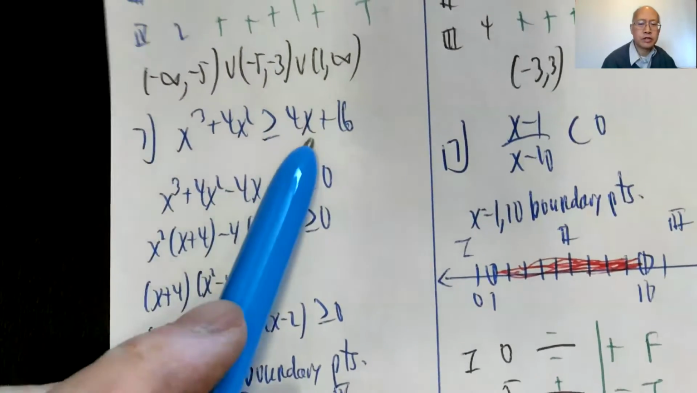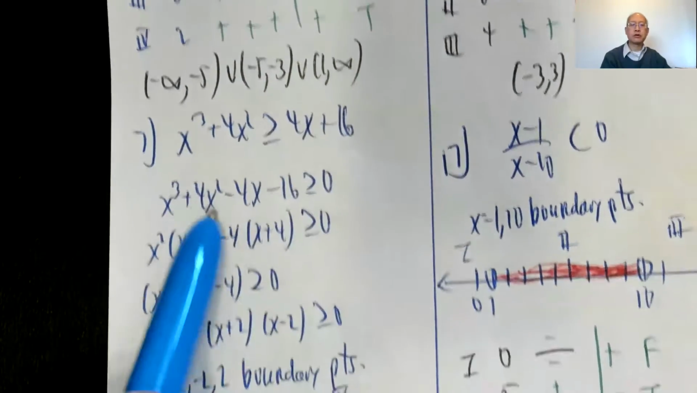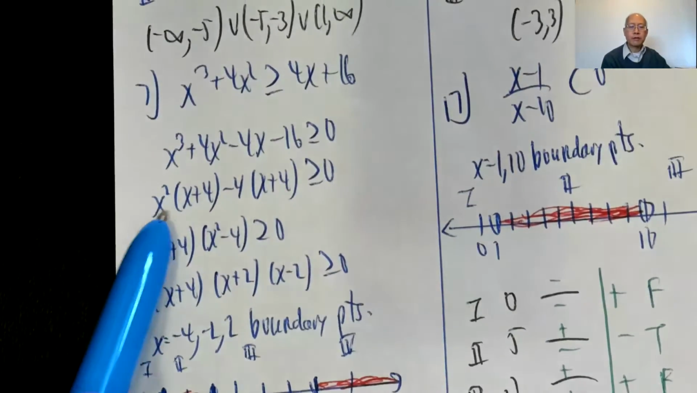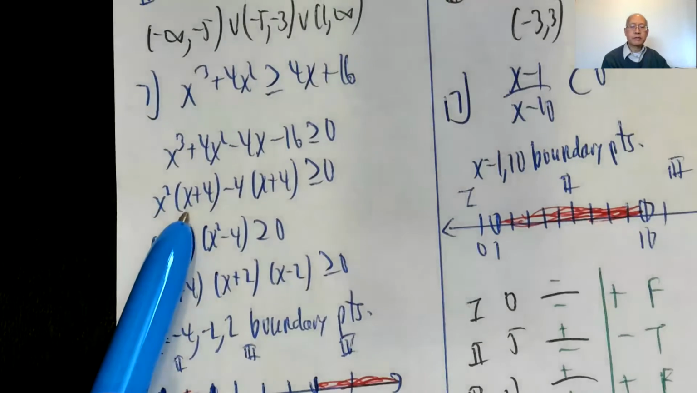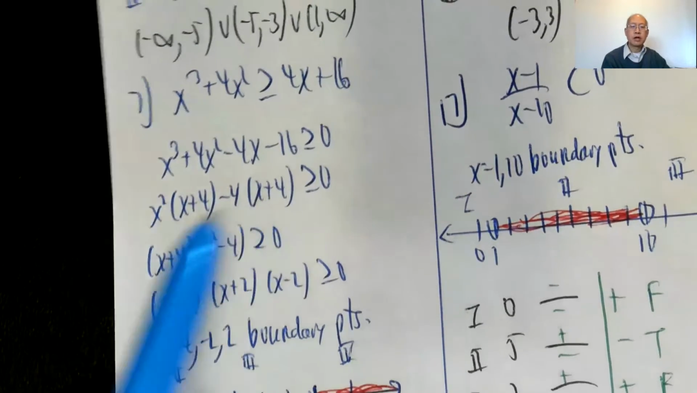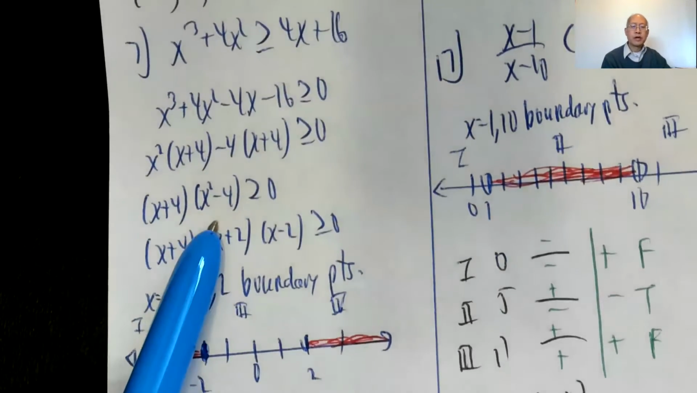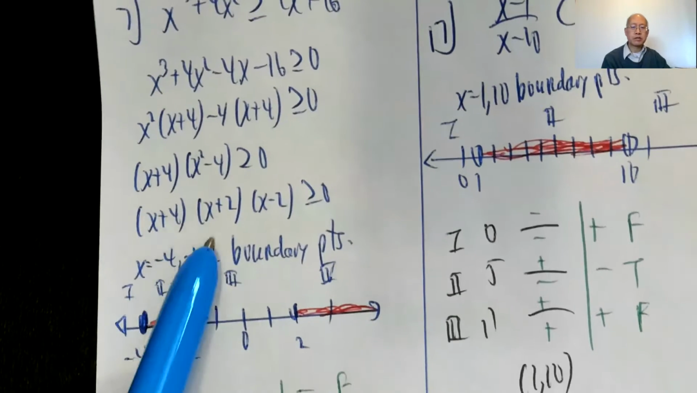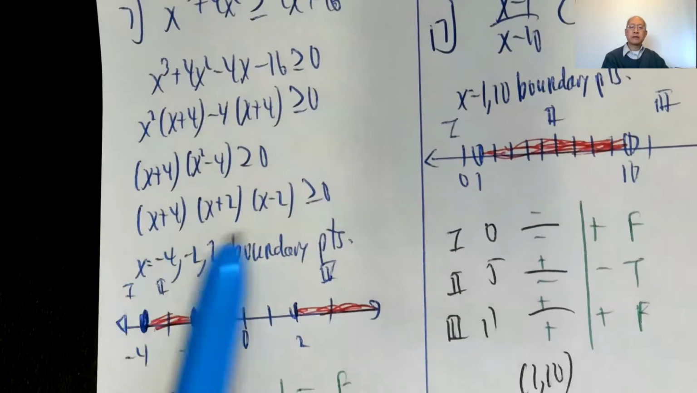7. First, you have to have 0 on the right-hand side. So subtract these two over. Factor by grouping. x squared, (x plus 4), minus 4 times (x plus 4). Factor out the x plus 4. And x squared minus 4 becomes (x plus 2), (x minus 2). All right, so it's completely factored.